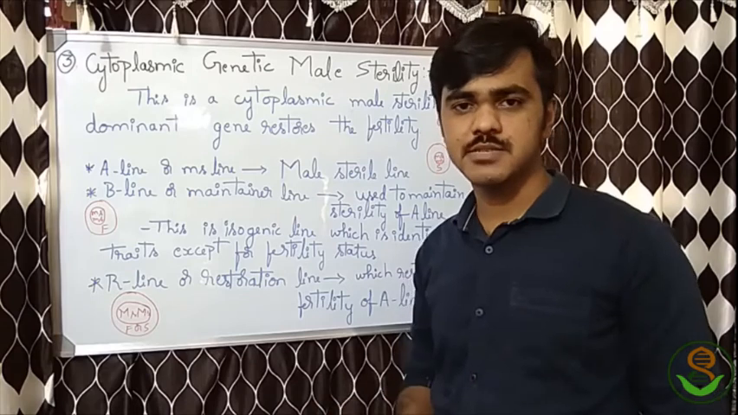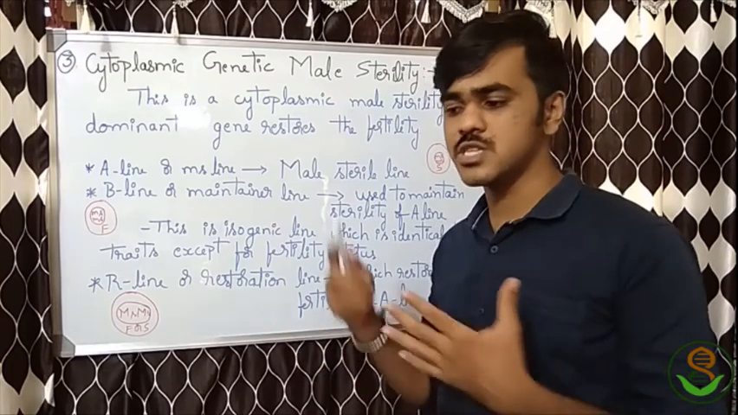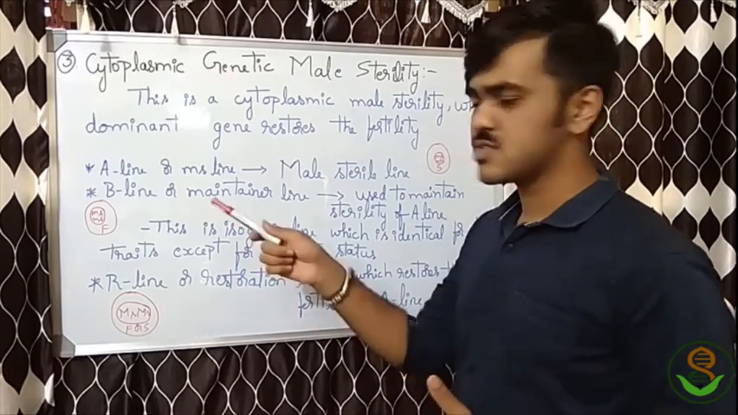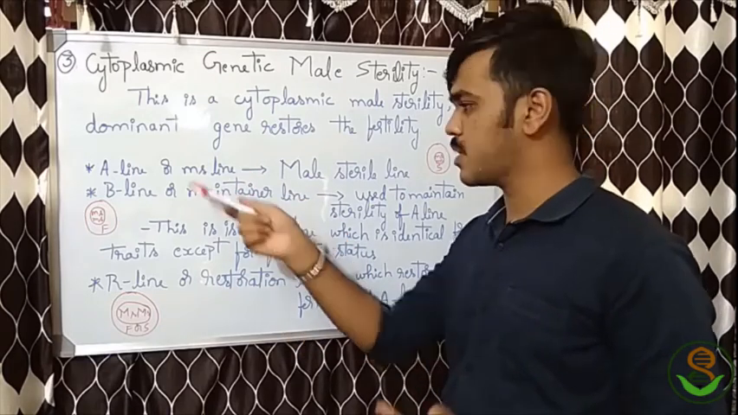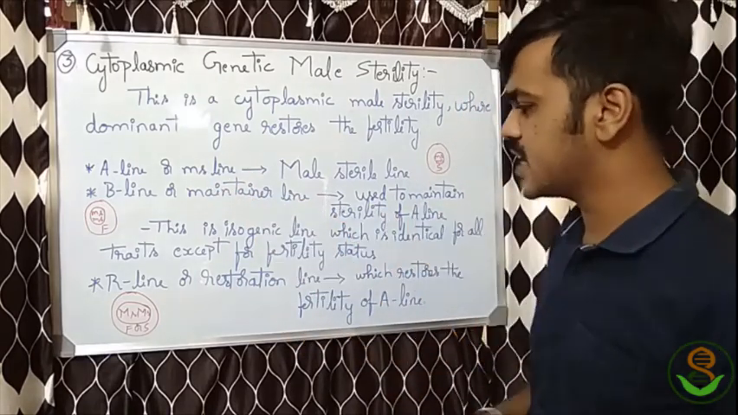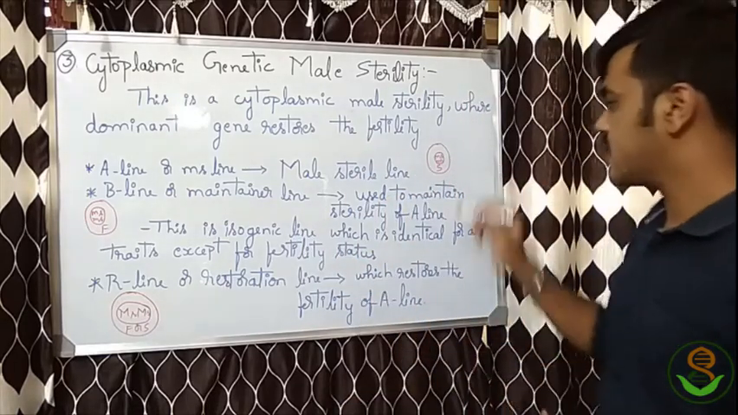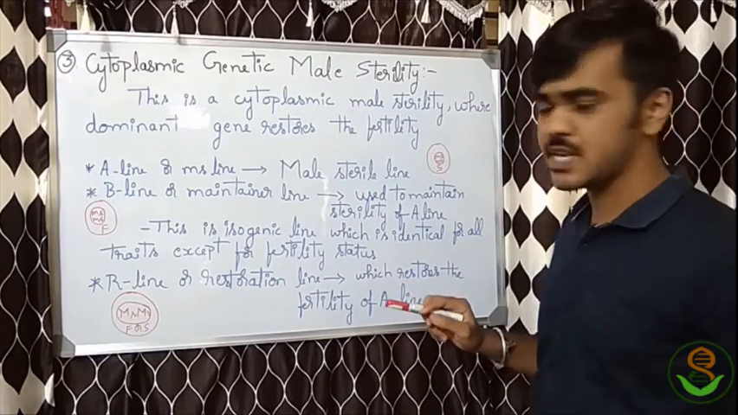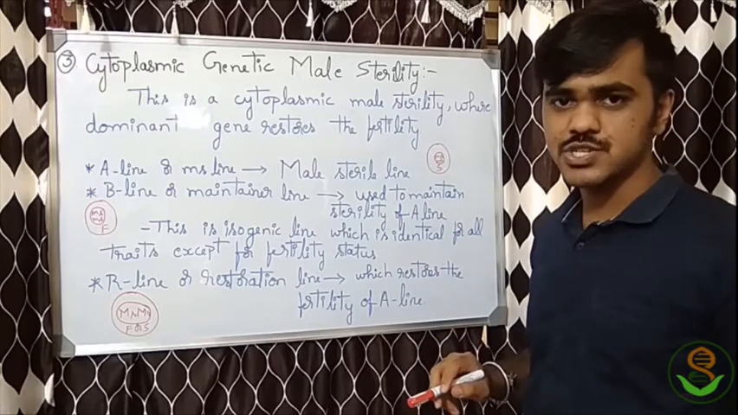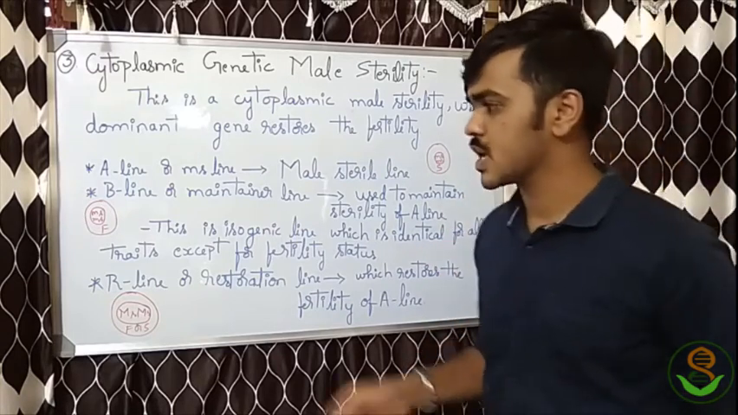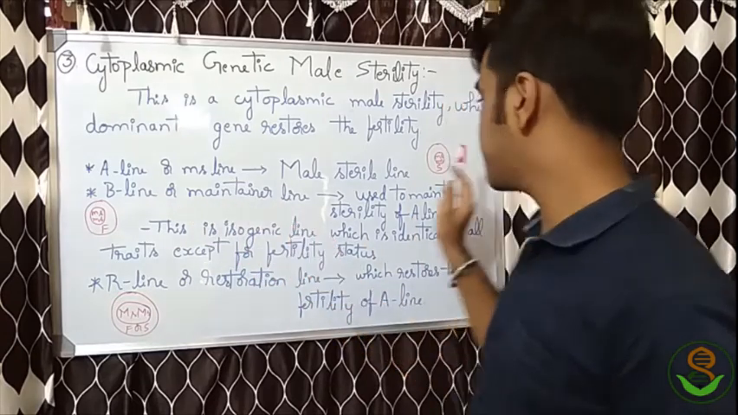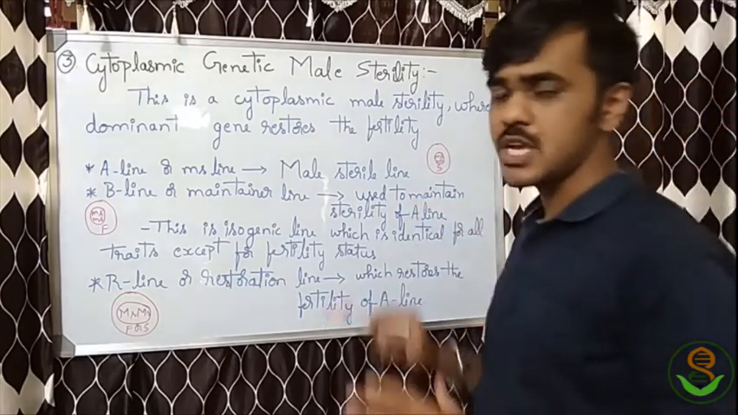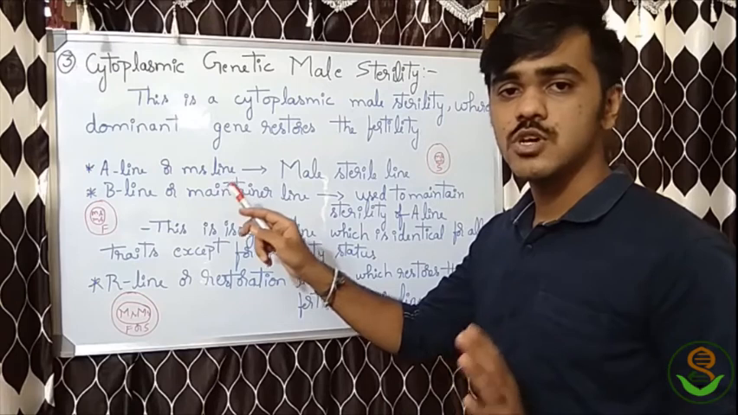Here come the three important lines involved in the mechanism of the cytoplasmic genetic male sterility, CGMS system. First one is the A line or recessive MS line, a male sterile line. See, this is a male sterile line which is isogenic with the B line, that is, genetically they are recessive in nature, and contain the sterile condition, that is, sterile genes in the cytoplasm. Similarly, the B line is a maintainer line, which is used to maintain the sterility of the A line. The sterility of the A line is maintained through this line.